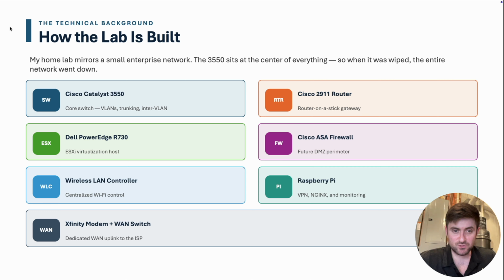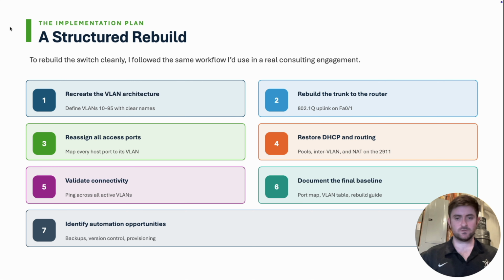the Dell PowerEdge R730. I'm going to have a wireless LAN controller. This is my plan to expand. Obviously, the ISP modem. I have my Cisco 2911 router currently configured for router on a stick. My Cisco ASA firewall for a future DMZ, working on configuring that, and my Raspberry Pi for VPN, Nginx, and monitoring.